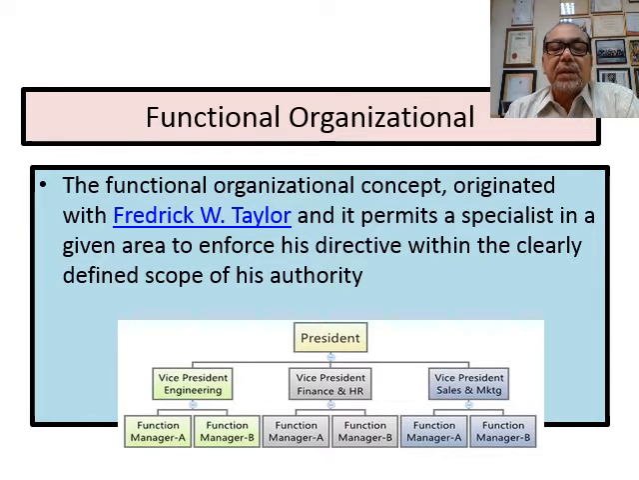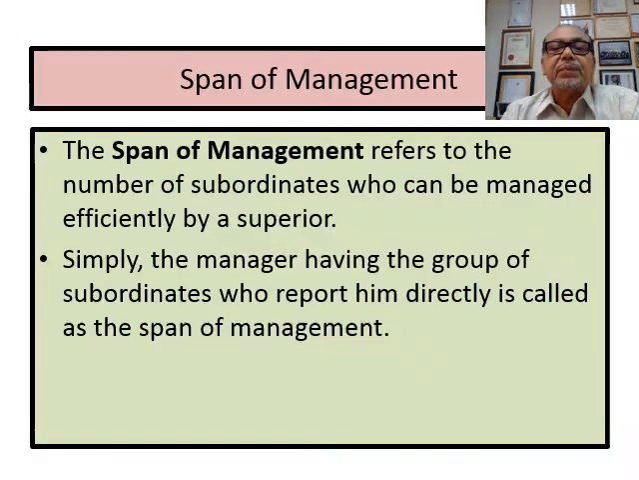Then down below them, they have the managers and the supervisors and everything down there. Span of management refers to the number of subordinates who can be managed effectively by a superior. So, how big is your control? The one person, how many people will they control, and how much area, that we call span of management. Simply, the manager has a group of subordinates who report to him directly.